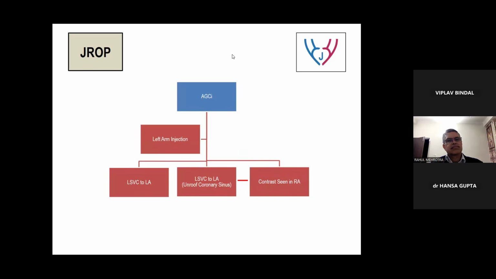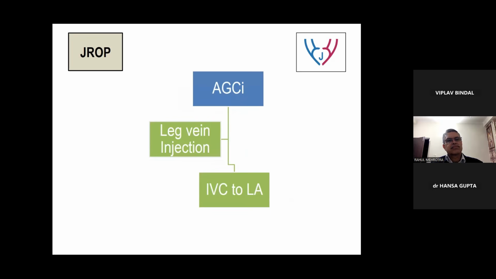Third is we inject into the lower limbs. Then if you see contrast in the LA, meaning IVC is connecting to the LA, it is a very, very rare condition, and very rarely you can think of it when the RV and RA are dilated.